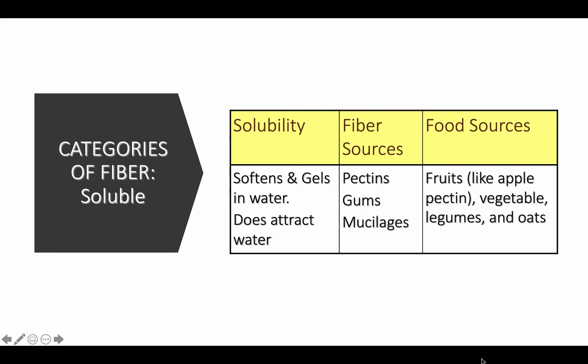It's found in the inside portion of apples. The insoluble fiber is the skin of the apple. We also find soluble fiber in legumes and oats.